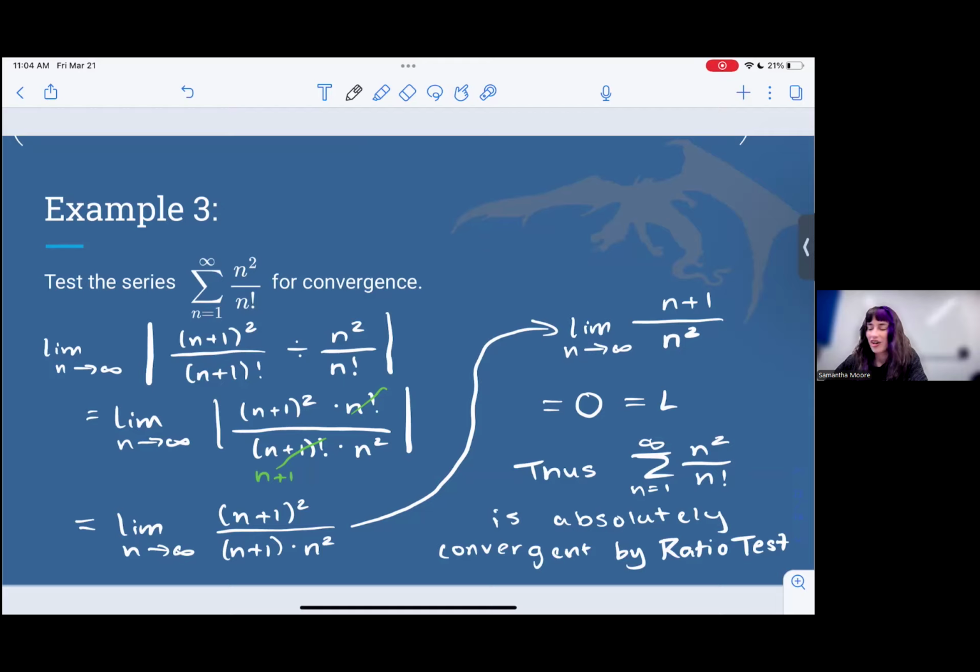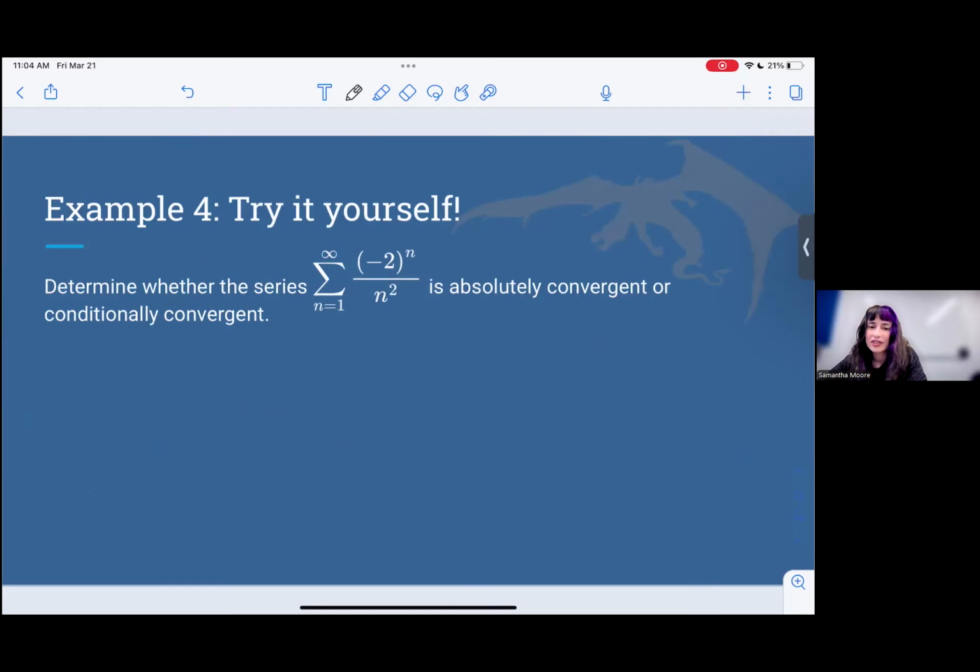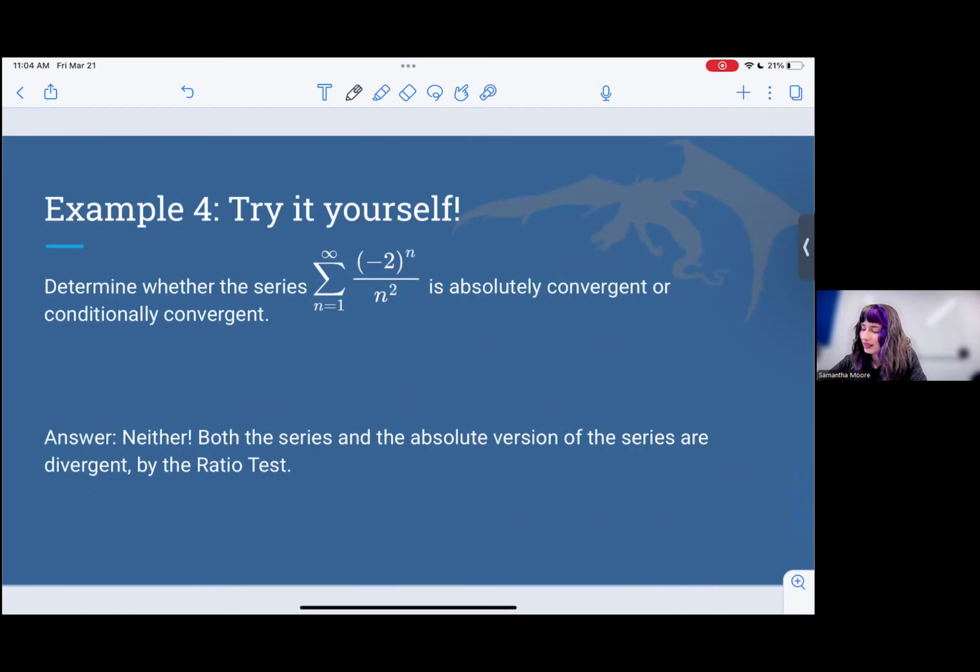All right, and so we are on to our last test. Go ahead and try to decide if this converges absolutely or conditionally. So yeah, go ahead and pause here and think through that. So it turns out if you do the ratio test, you're going to see that this series actually diverges. Both the absolute value of the series and the regular series diverge. So there you have it.